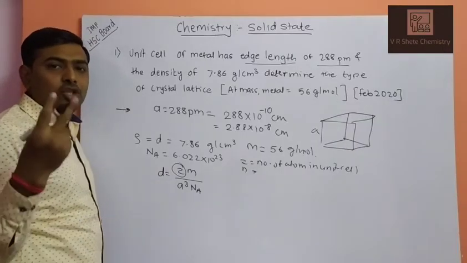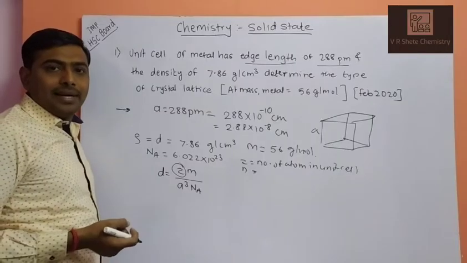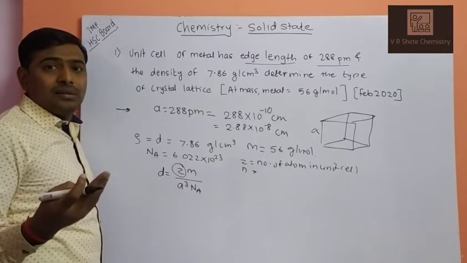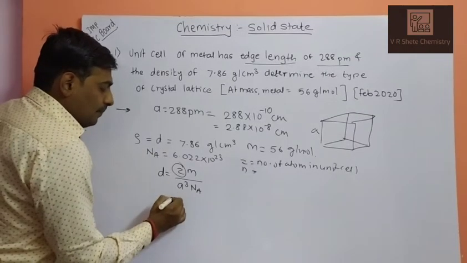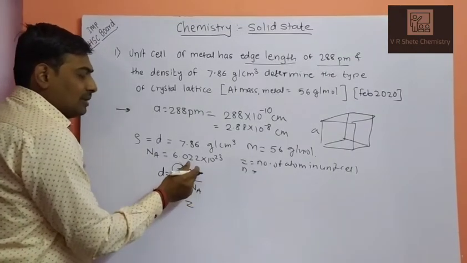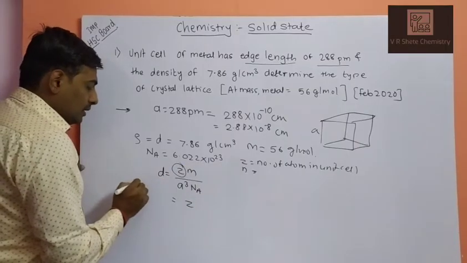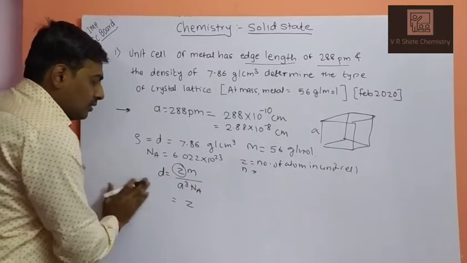Simple cubic form. If there are 2 atoms, then it is body centered. If there are 4 atoms, then it is face centered. Rearrange this formula for Z. So Z is equal to, this term is multiplied. Shift it to this hand side, it will be divided.